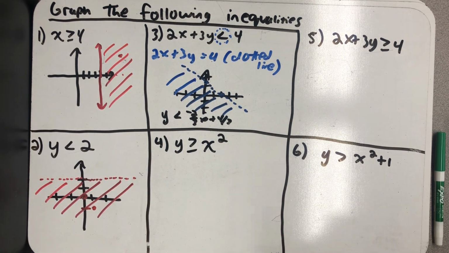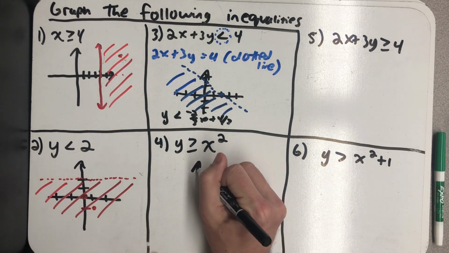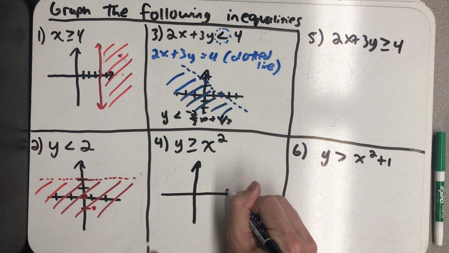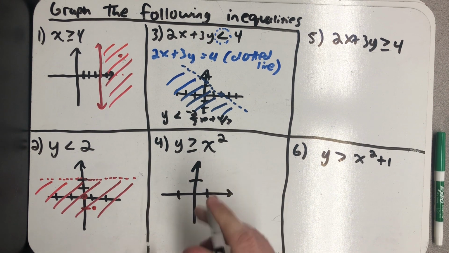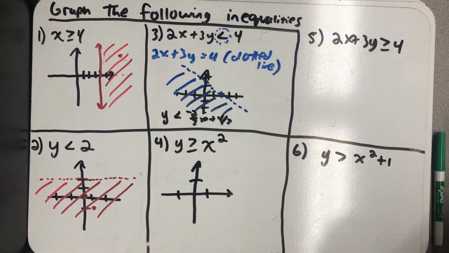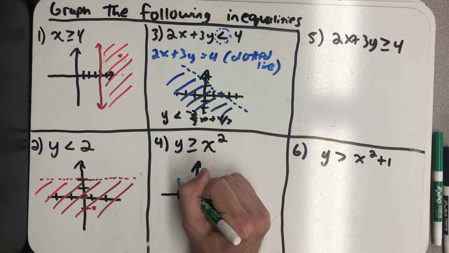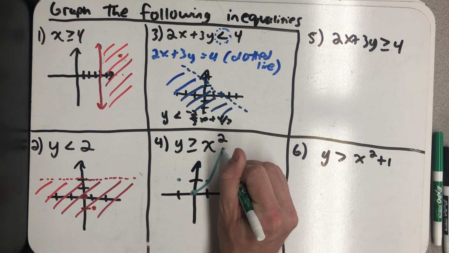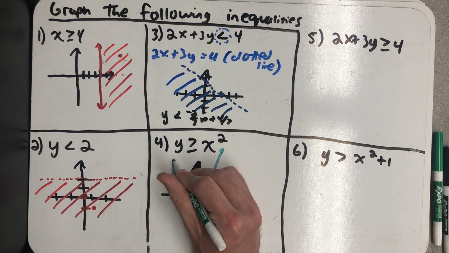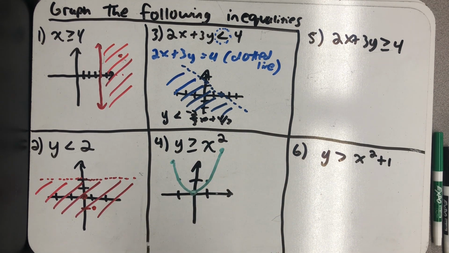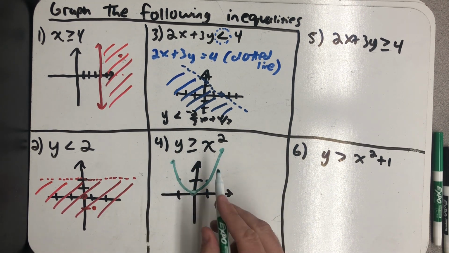So let's move down to number 4 here. I'm going to graph y is equal to x squared, which is just that nice happy parabola that we saw a long time ago. I'm graphing it with a solid line because this is a greater than or equal to. Y is bigger than or equal to x squared. Well, this green parabola, those are all the spots where y is equal to x squared.